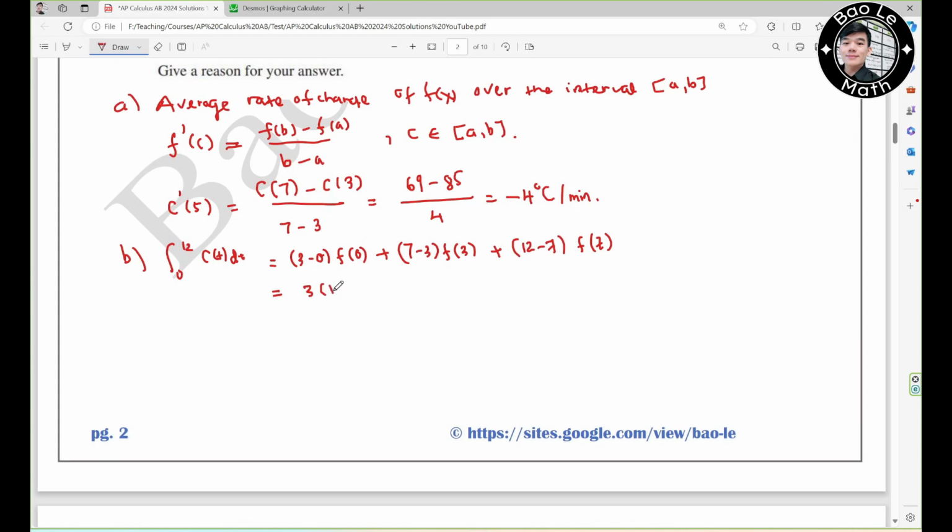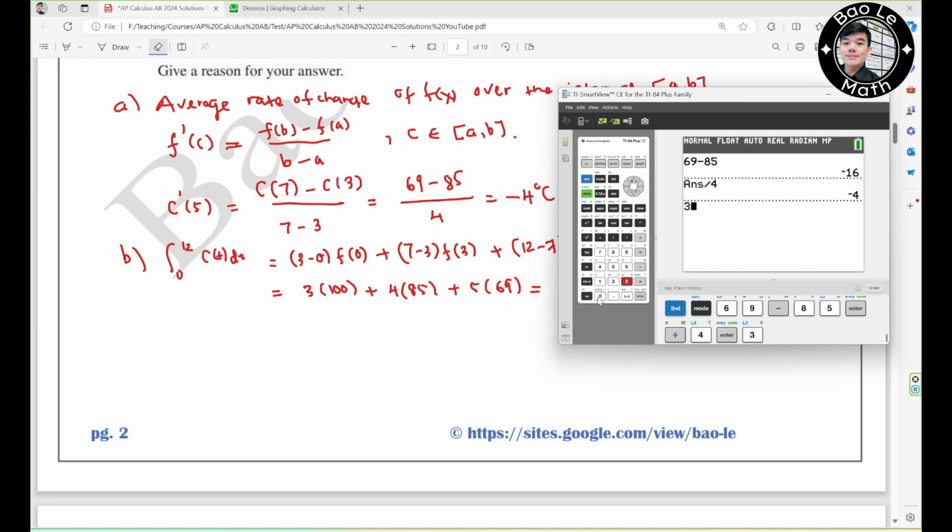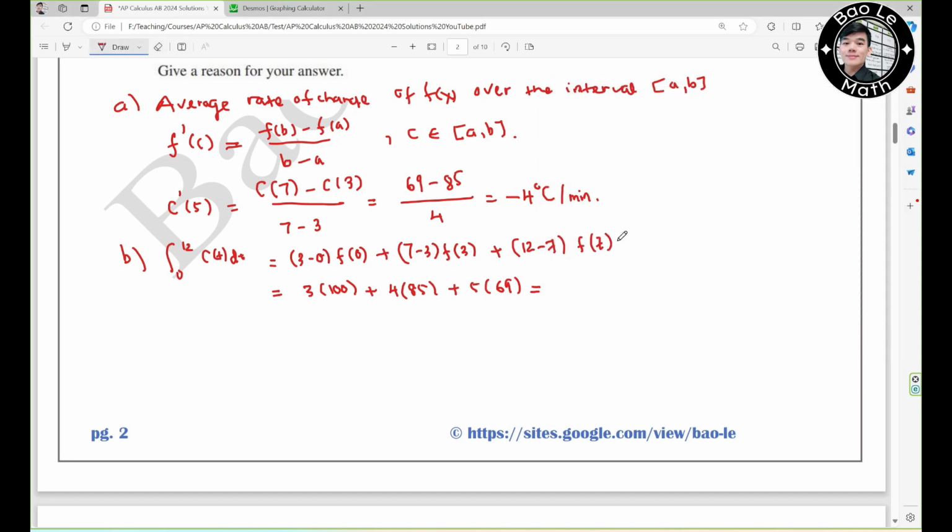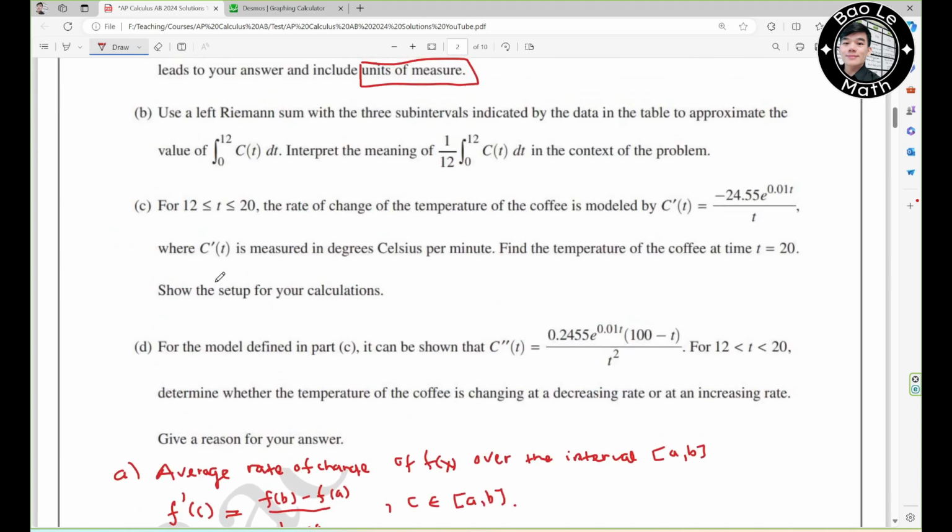So it's going to be 3 times 100 is 300, plus 4 times 85 plus 5 times 69. It's going to be 985 degrees Celsius. Alright, next one.